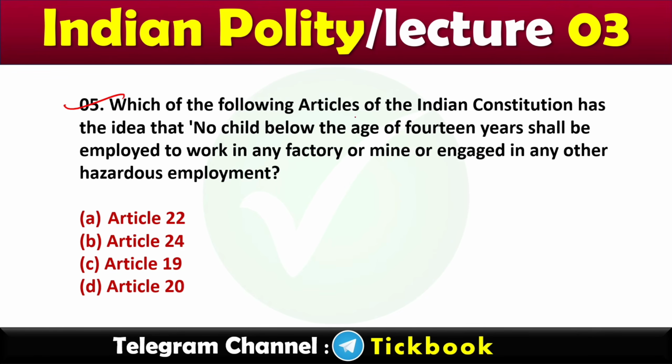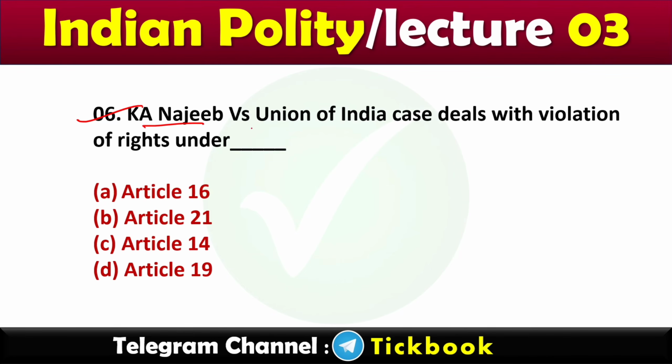Question number 5, which of the following articles of the Indian Constitution has the idea that no child below the age of 14 years shall be employed to work in any factory or mine or engaged in any other hazardous employment? Option number B, Article 24. 6, K.A. Nazif versus Union of India case deals with violation of rights under dash. Option number B, under Article 21.